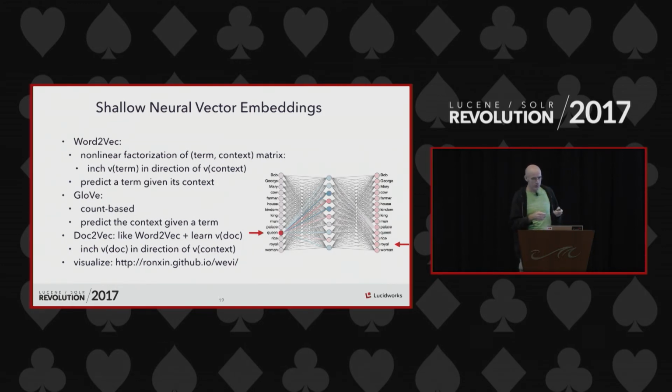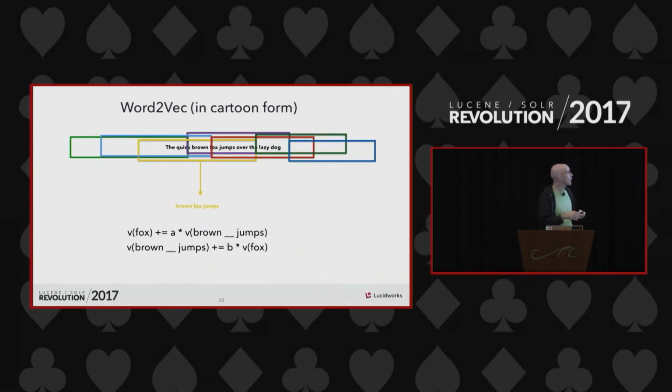I wanted to look at just a cartoon form of what these things look like when you train them. If you're looking at the sentence, the quick brown fox jumps over the lazy dog, you start with the green window around the quick brown. You slide your way slightly over each one.